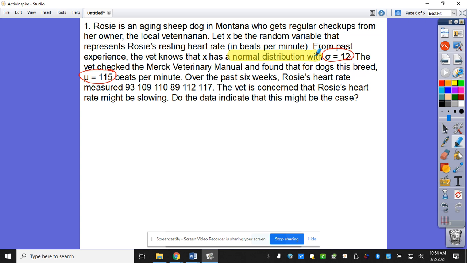So let's go backwards. Our sample, those 6 heart rates, are for who? All right, so let's think like extending it out to a broader group. We could think it out to a broader group as Rosie. We could think it out to a broader group as what? All sheepdog. Or we could think it out to a broader group of just those measurements were when? Rosie in the last 6 weeks.